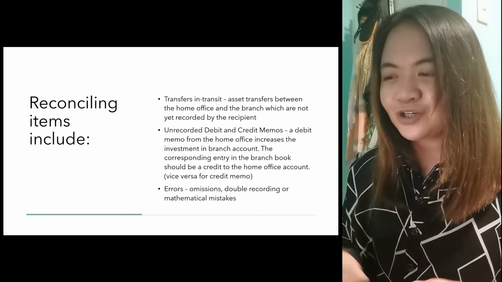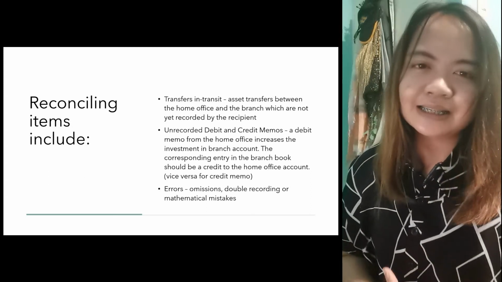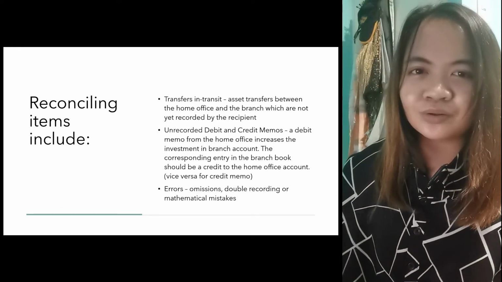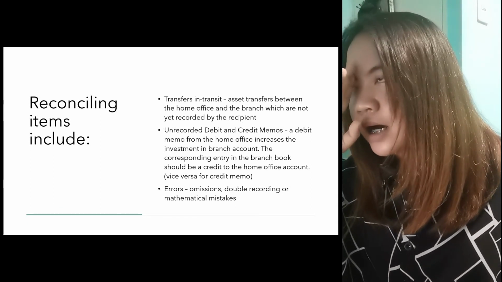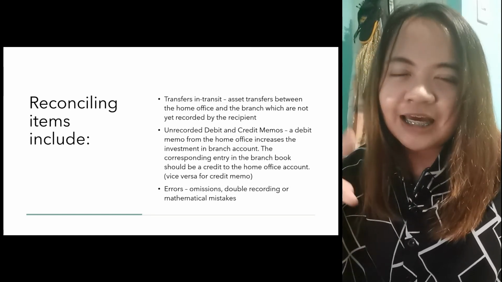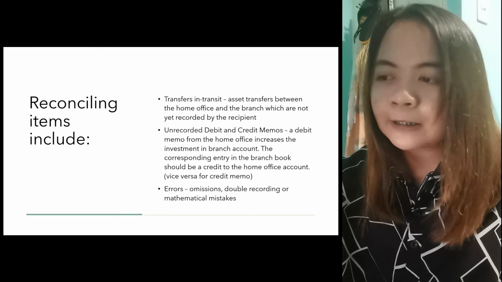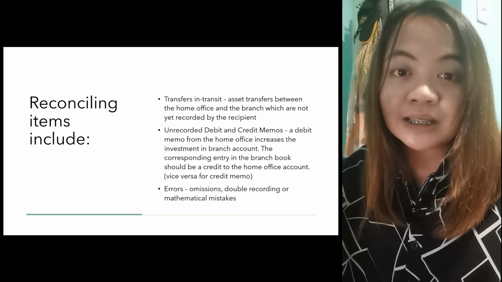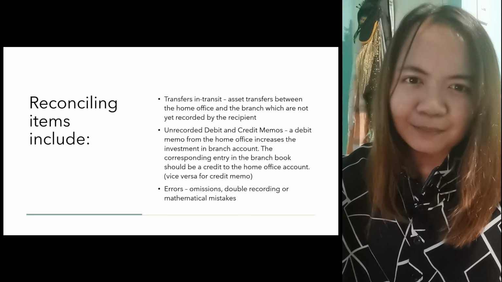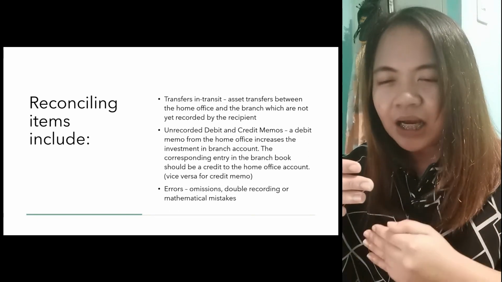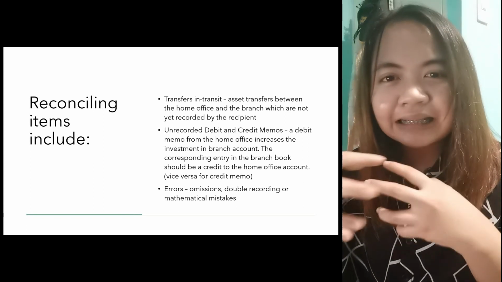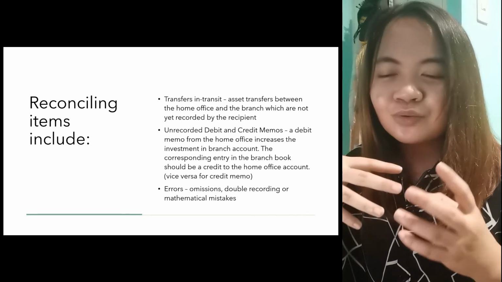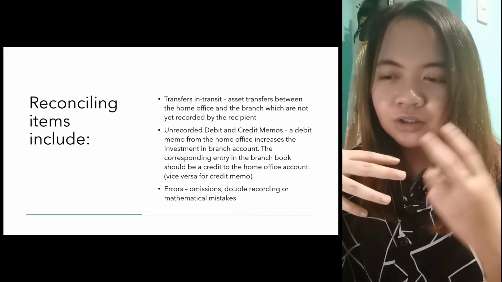Then, errors. We have omissions, double recording, or mathematical mistakes. Ma'am, may double recording? Oo naman, meron. Ma'am, challenging tong part na to. Medyo. Kailangan mo talagang put yourself in the shoes of the branch and the shoes of the home office, and dapat mastered mo yung journal entries na kailangan for each transaction, kasi yun yung magiging guide mo sa kung ano ba yung dapat na entry, ano ba yung ginawa nilang entry, at paano ko itatama yung entry. Yun yung reconciling amount: yun yung aking babaguhin, i-deduct, or i-add.